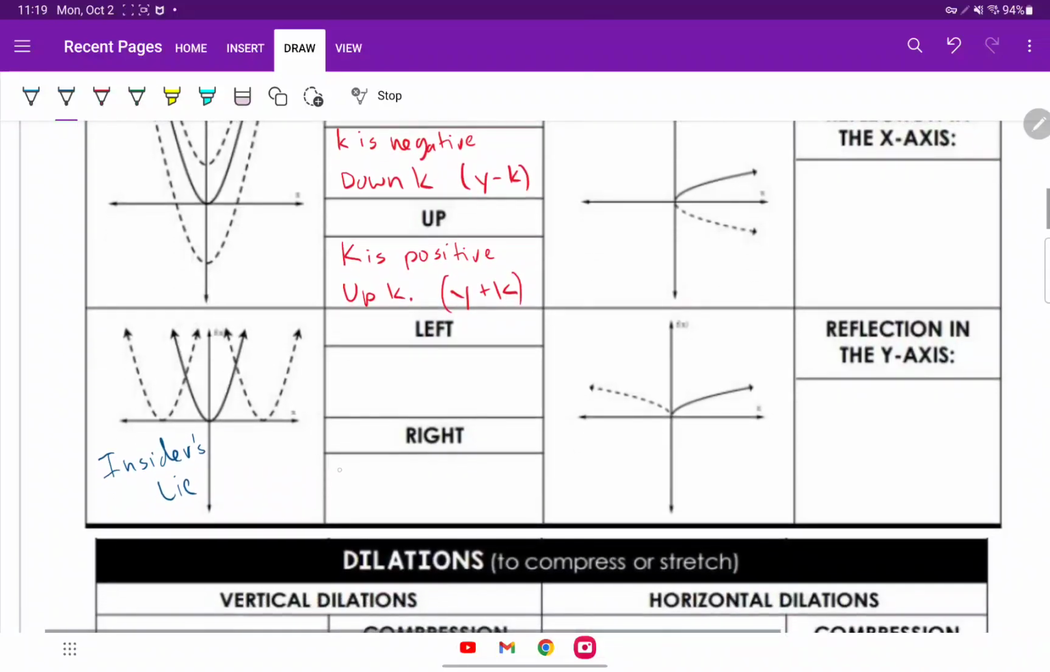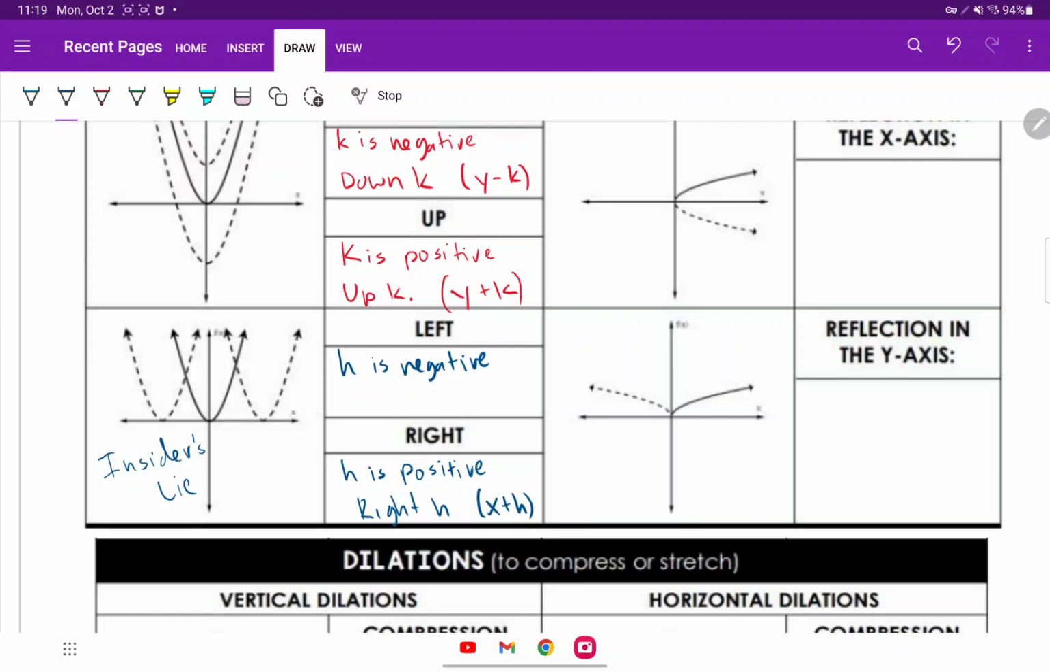So if h is positive, it moves to the right h units and affecting x by adding h to it. And if your h is negative, it moves your graph to the left h units. So it'd be x minus h.